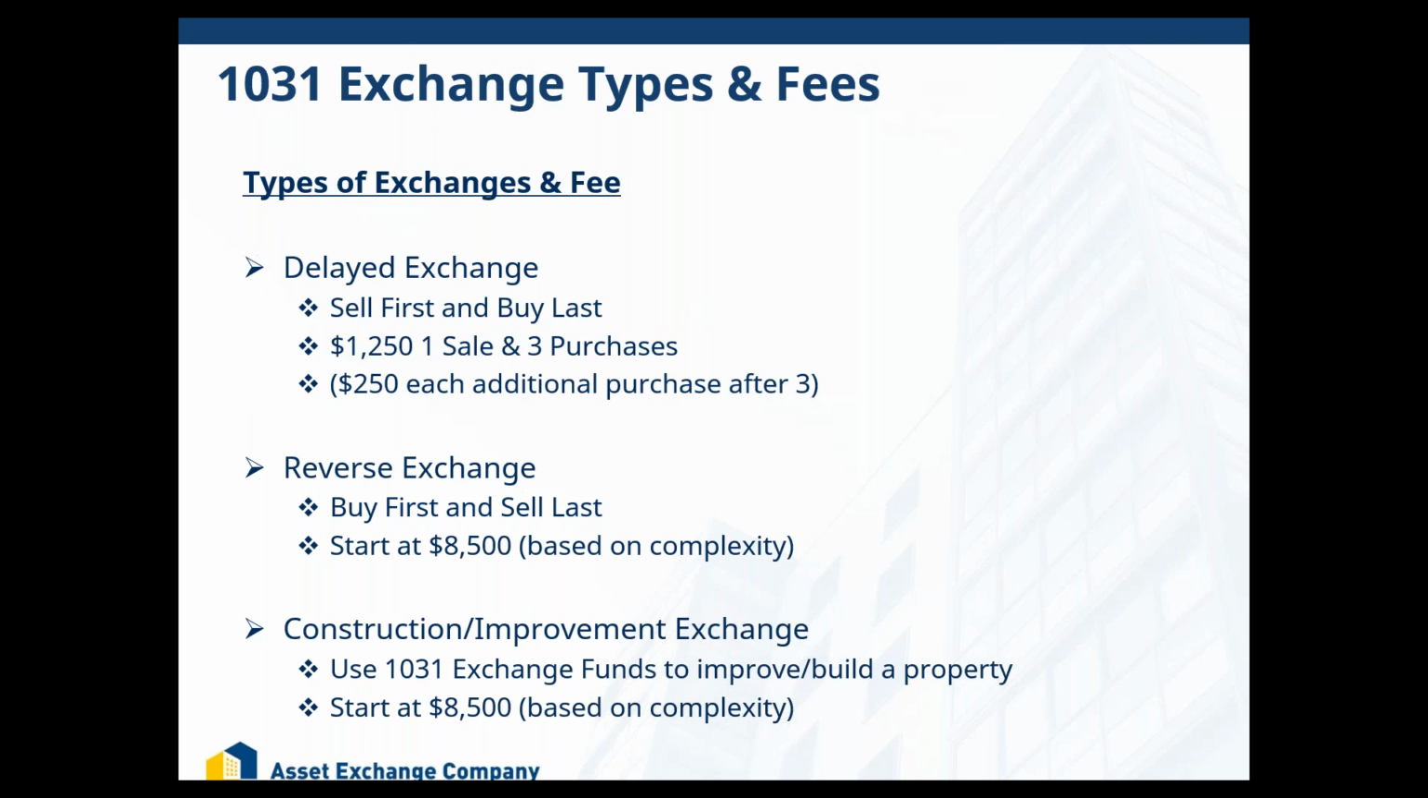Now, the reverse exchange, construction improvement, built-to-suit exchanges, those can be significantly more complicated than a delayed exchange, all right? We're forming a separate company. We're going on title. In the construction exchange, we're working with contractors, okay? Again, those can be significantly more complicated. Our fees for those types of exchanges, they start off at $8,500, all right?